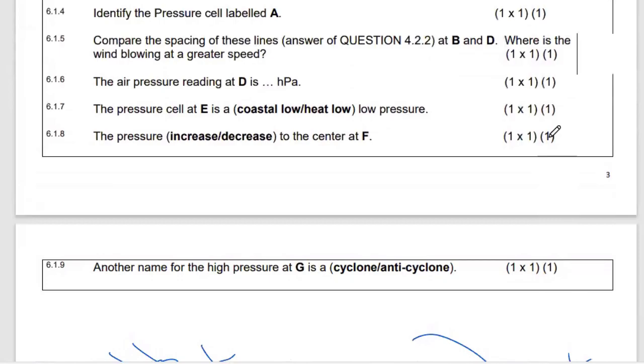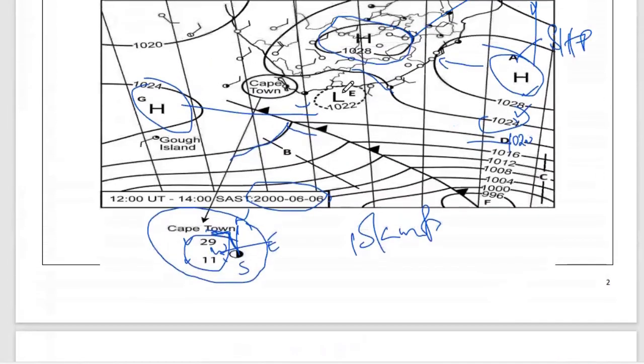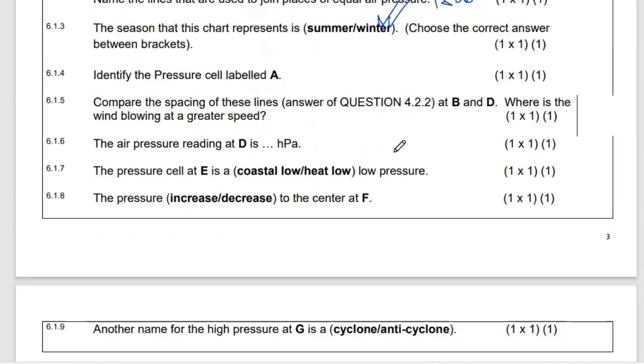Right, the pressure cell at E is a coastal low or heat low. Let's go to E and check where our E is. Our E is here. Right, a low pressure at E. We talked about this. This is the coastal region along that line, and that cell is existing along the coast. So automatically it's a coastal low. Pressure reading at D, we have talked about that. That is 1020 HPA.